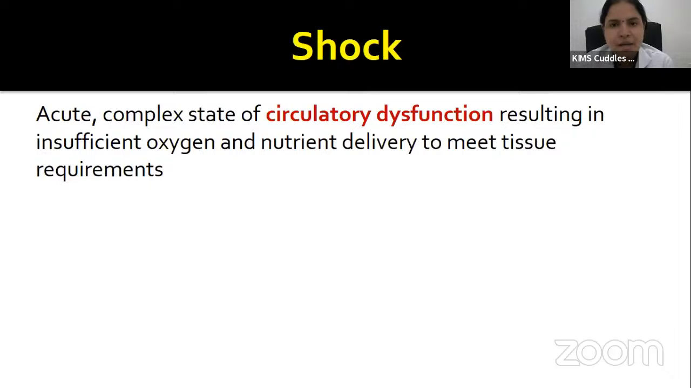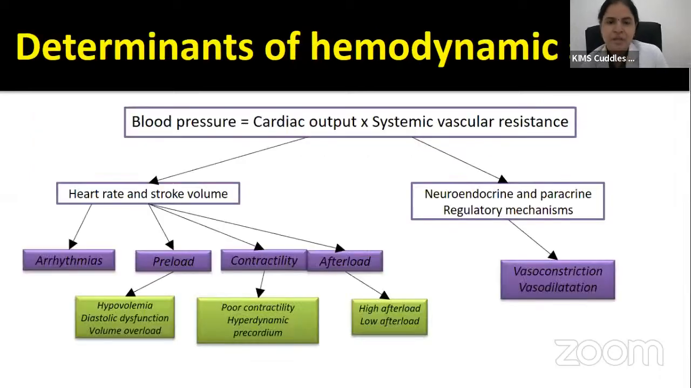So these case scenarios illustrate different clinical scenarios in which we may be managing neonatal shock, and they can be of different etiologies. So ultimately, what exactly is meant by the term shock? We know it's an acute complex state of circulatory dysfunction where there is insufficient delivery of oxygen as well as nutrients to meet the tissue requirements.